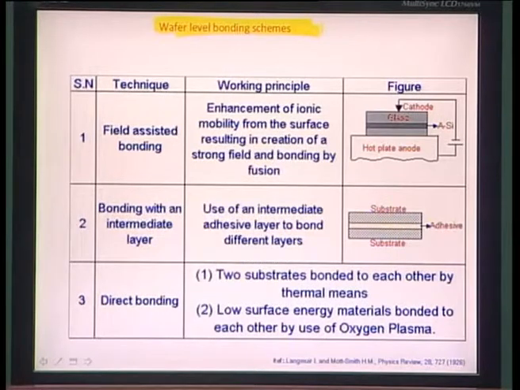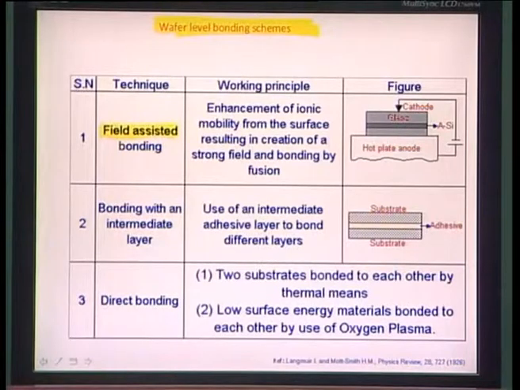And so let us look at the different types of bonding schemes which are available for MEMS in general, and then we will translate back to polymer MEMS and try to focus more on the gas plasma based surface energy modification causing bonding. So if you look at different schemes of MEMS wherein inter wafer bonding can be realized between different levels of the same wafer, the first technique that is used is field assisted bonding. Here essentially there is an enhancement of ionic mobility from the surface, resulting in creation of a strong field and bonding by fusion between the two participating wafers.